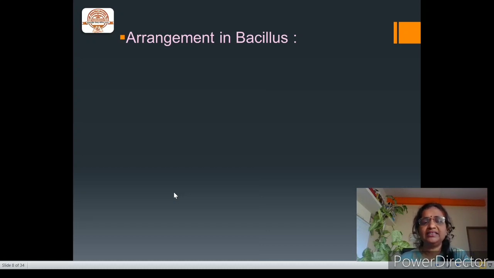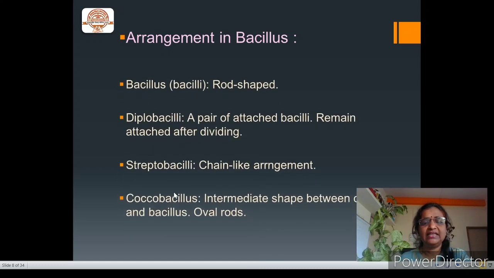Now which are the arrangements in case of the bacillus, that is the rod-shaped bacteria? Diplobacilli, that is a pair of bacilli that remain attached after dividing. Diplo stands for two, bacilli stands for rod. So a pair of rod-shaped bacteria observed on the microscope are called diplobacilli. And next is streptobacilli, the chain-like arrangement in case of bacillus.